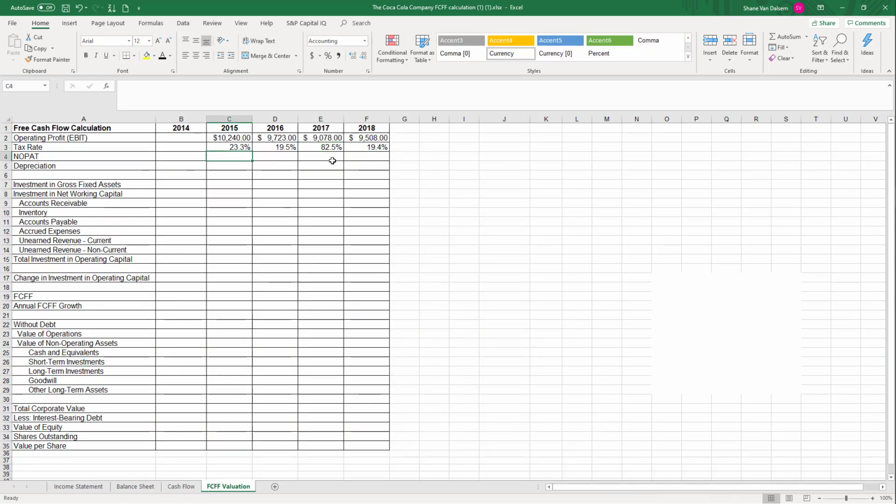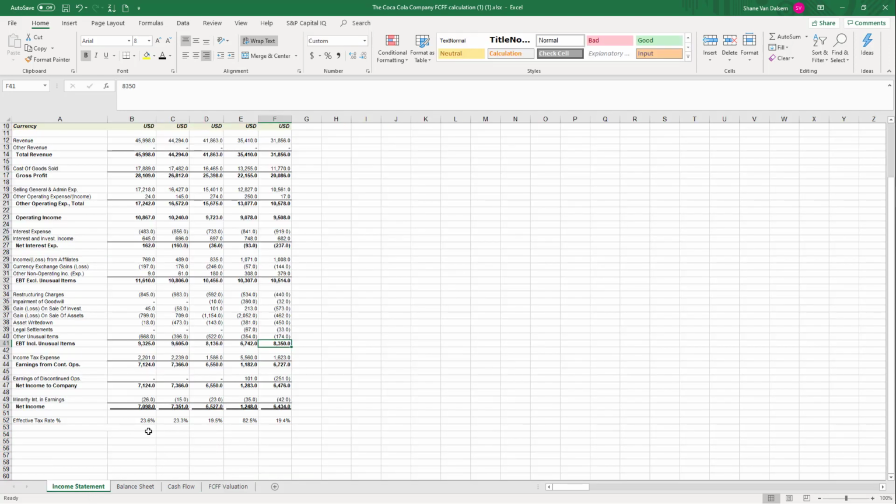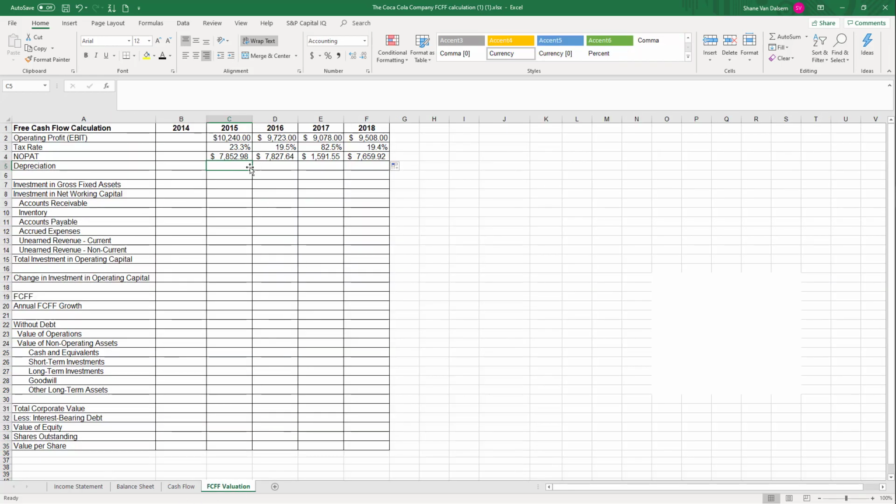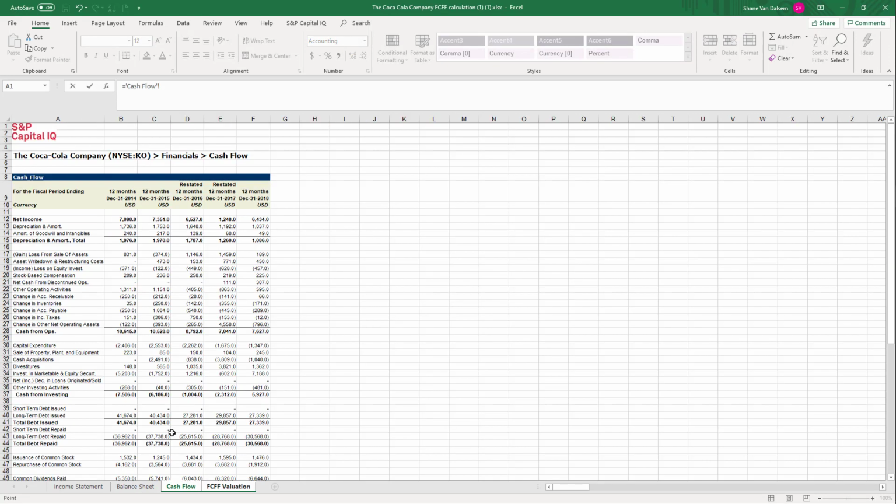So our net operating profit after tax is equal to operating profit multiplied by 1 minus the tax rate. And then depreciation expense. On a lot of income statements, especially the Capital IQ ones that I'm using, depreciation expense doesn't show up on the income statement. So you can see here it's not on the income statement. So I'm going to actually take that from the statement of cash flows. I'm going to put in equals for 2015. Go to the cash flow statement.